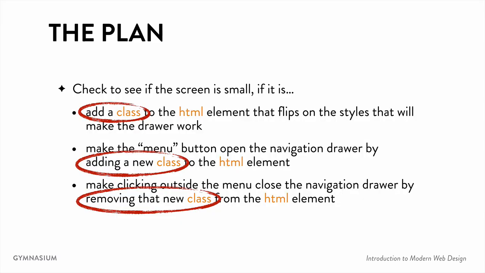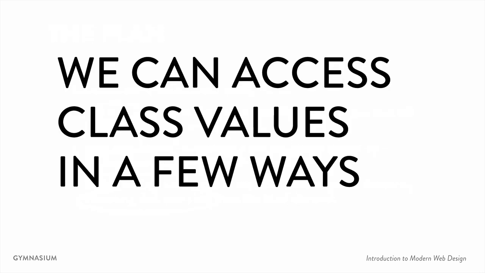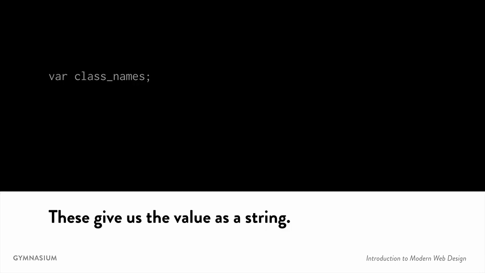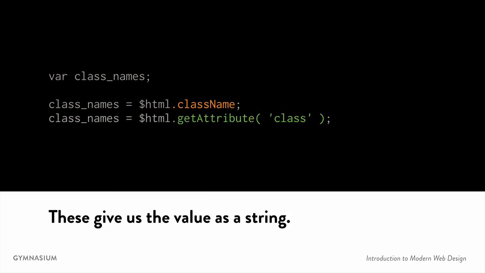So returning to our plan, there are 3 instances where I want to tweak the class assigned to the HTML element. Now we can access class values in a few different ways. If I define the variable class_names, that information could be extracted from the page using the className attribute on the HTML element or any element within an HTML document. Or I could get it using .getAttribute and then pass in the attribute I'm looking for, in this case the text string class.